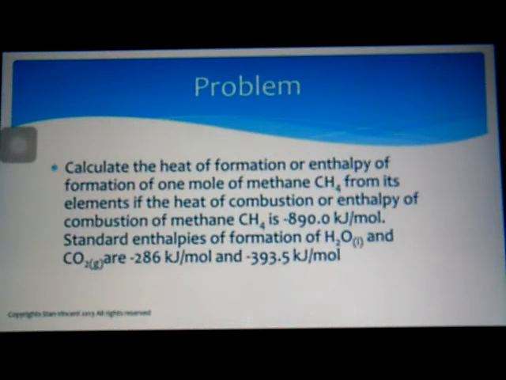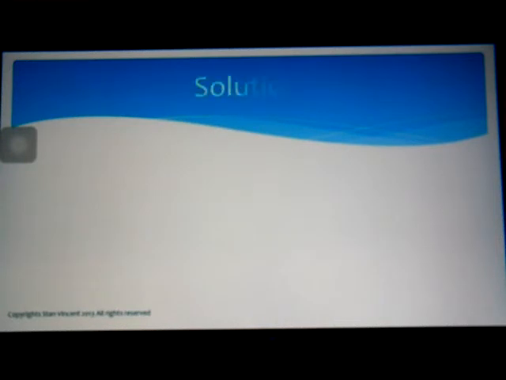Then you're given 2 more numbers and they are associated with definitions: standard enthalpies of formation of water and standard enthalpies of formation of carbon dioxide, which means water is formed from its elements and carbon dioxide is formed from its elements, and the energy released when 1 mole of these substances is formed is provided for you. So you're going to use all of this information to actually solve the question. Let's see how you can do it. Once you solve it, the answer to the problem is going to be around minus 75.5 kilojoules per mole, and we will see how we can attain this.